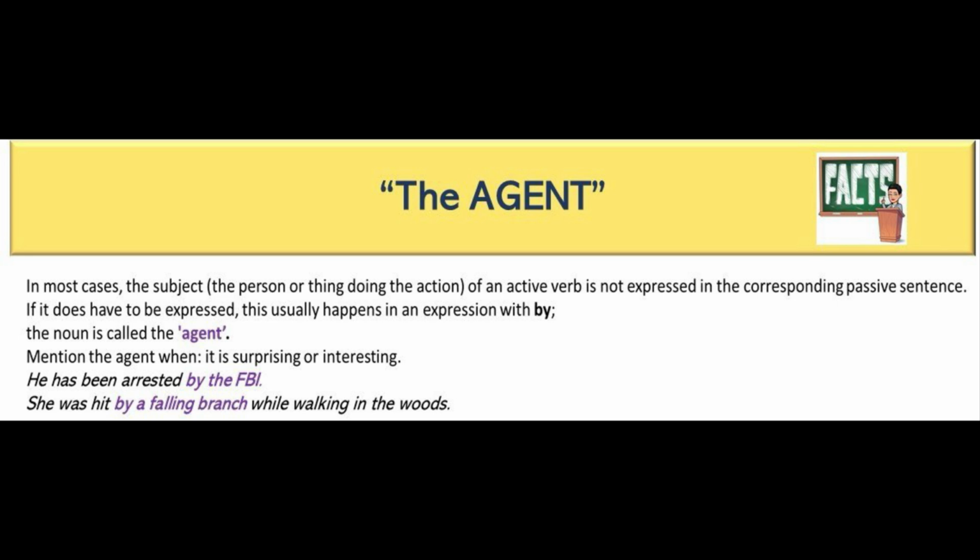If it does have to be expressed, this usually happens in an expression with by. And the noun is called the agent. So if you want to mention the agent, because it's something surprising or interesting, or if you want to give credit to someone who did something, then you use the preposition by and you mention the agent.